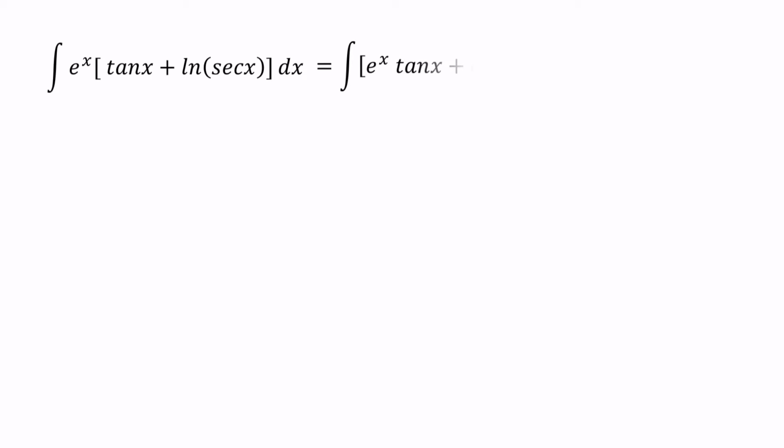As the first step, we can remove the bracket. First one, e to the power of x tan x, plus second one, e to the power of x ln sec x. Then we can consider the integral sign separately. First one, integral e^x tan x, plus integral e^x ln sec x.